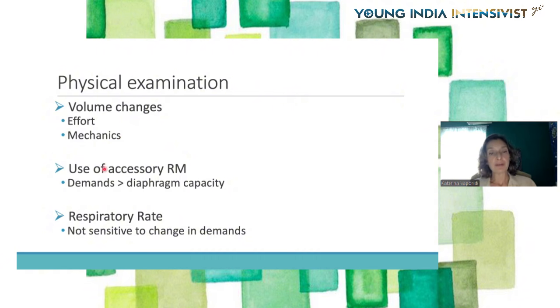The use of accessory respiratory muscles suggests that the diaphragm capacity is diminished compared to the demands. The demands may be even normal, but if the diaphragm is paralyzed, the patient will be obliged to use the accessory muscles. And as I said before, the respiratory rate is not so sensitive to changing demands, although it does always change in the same direction as the demands. It increases when demands increase, it decreases when demands decrease, but not to a great extent in either direction.